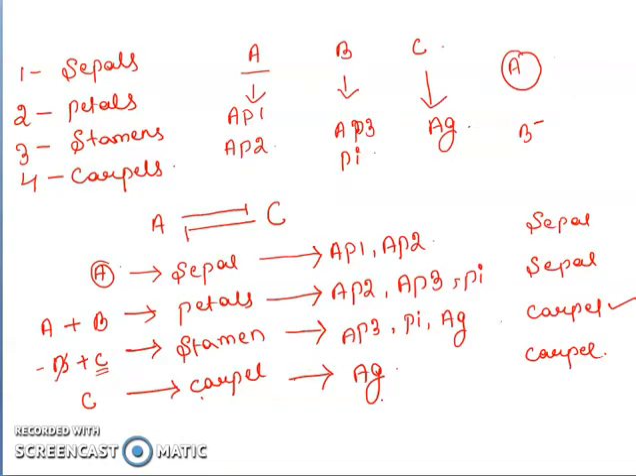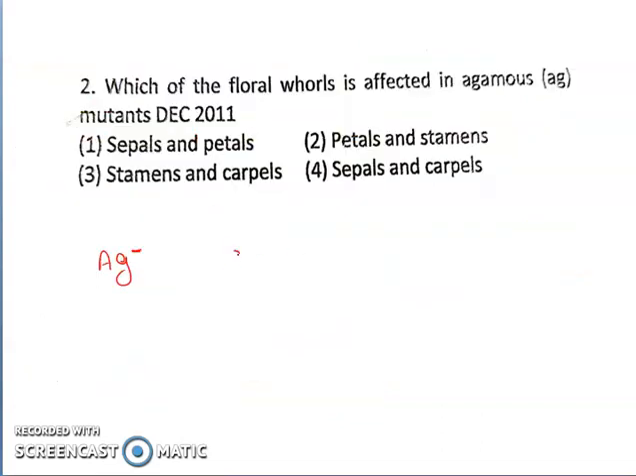Here it is given that agamous is mutated. That means the expression of class C will be mutated. That means if class C is mutated, there will be harm in carpel. Carpel will not be produced. Here we will write that carpel will be affected if there is mutation in agamous.